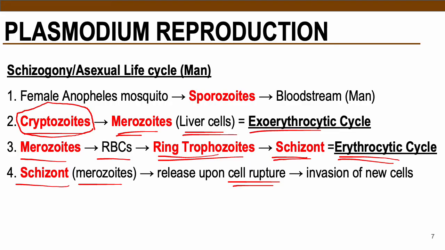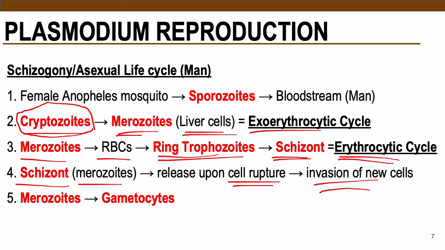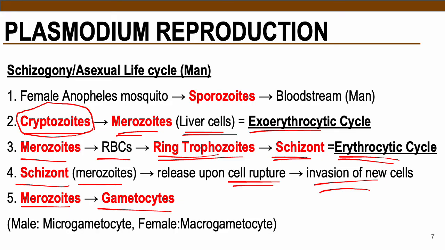There are multiple ways in which a particular merozoite can proceed. Some of these will invade new cells, or some are destroyed by the immune system. Others will then develop into gametocytes, which are the infective stage for the mosquito. These are acquired when the mosquito takes a blood meal from an infected person.